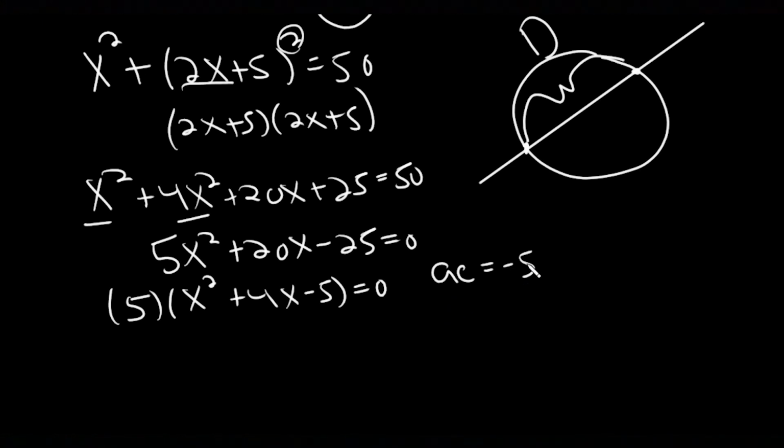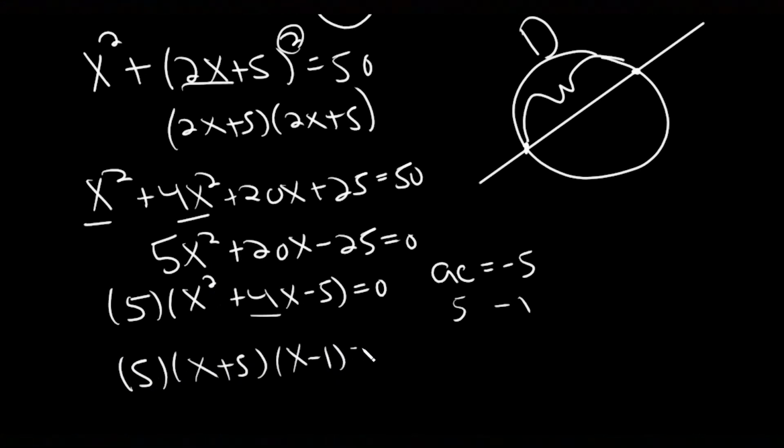Two numbers when I multiply will give me negative 5, but add up to 4, my b value right here. Okay, well that's going to be 5 and negative 1. When I multiply, I get negative 5. When I add, I get positive 4. Now, since a is equal to 1, I can put it right in factored form. So I get 5, and then times x plus 5, then x minus 1, all equal to 0.